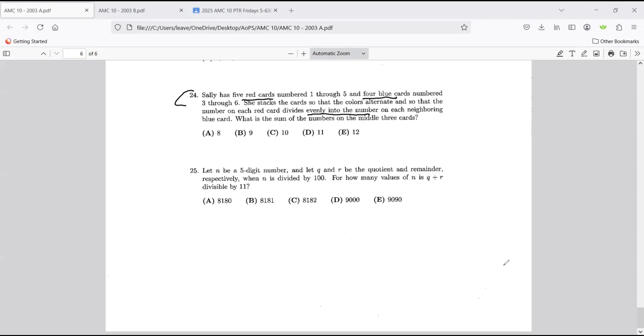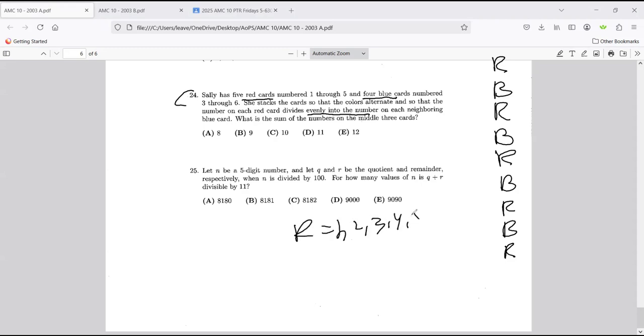It says the colors alternate. Could it start with blue? Blue, red, blue, red, blue, red, blue. You're out of blue and you still have 2 red. So clearly you can't do that. So instead, what you'll do is start with red at your base, alternate, there's your 4th blue and your 5th red. And then in red, you have 1, 2, 3, 4, 5. And in blue, you have 3, 4, 5, 6.